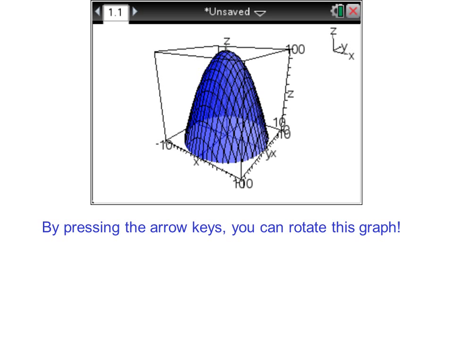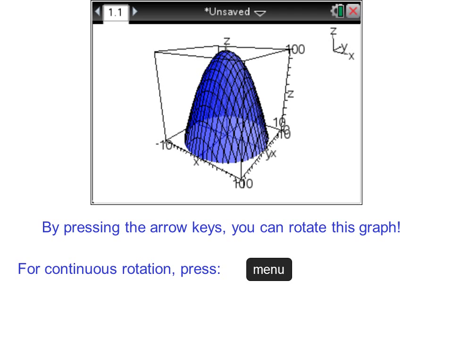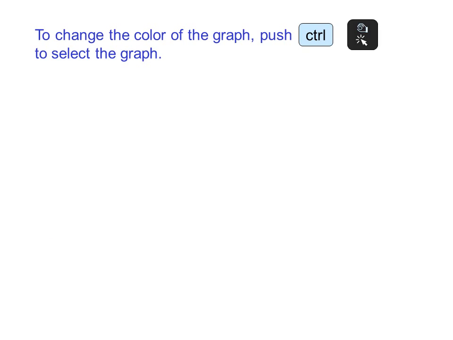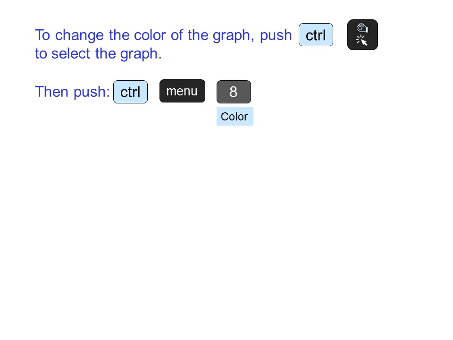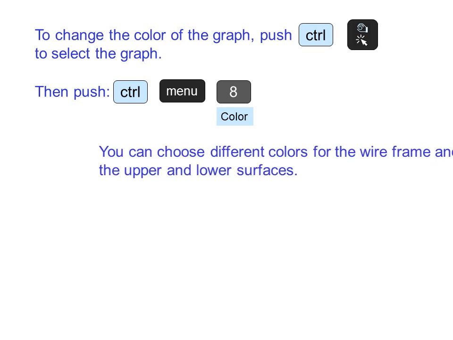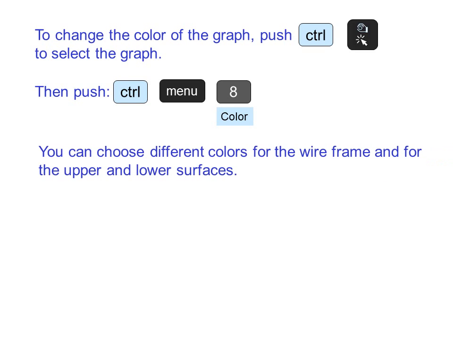By pressing the arrow keys, you can rotate this graph. For continuous rotation, press Menu, 1, Actions, 8, Auto Rotation. To change the color of the graph, press Ctrl and the Grab key to select the graph. Then push Ctrl, Menu, 8, Color. You can choose different colors for the wireframe and for the upper and lower surfaces.